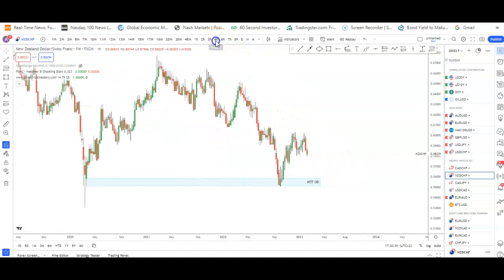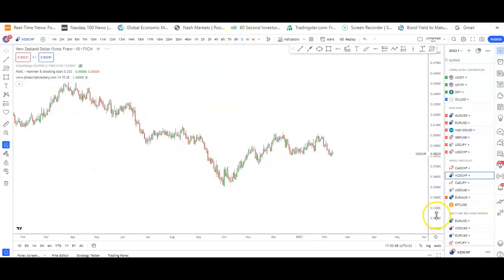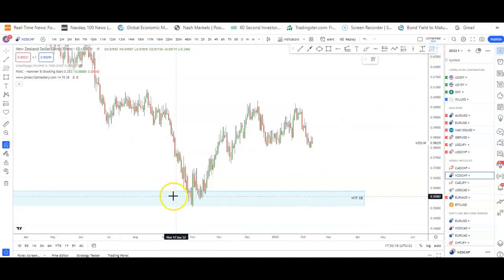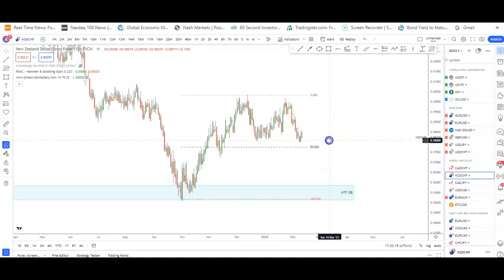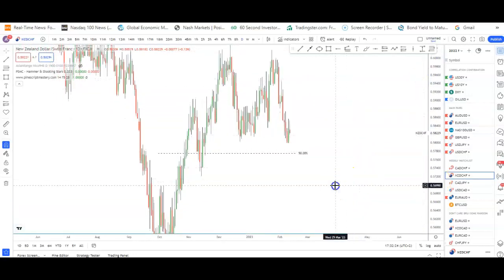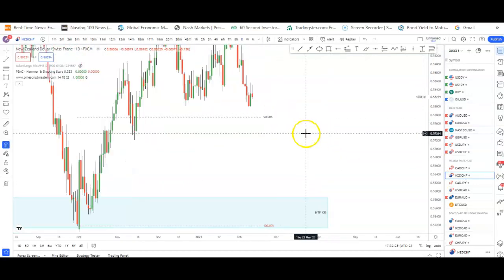So NZD bullish. We can look for buys. I wouldn't swing it just yet, but there is opportunity here. So just look out for the alerts. You want to wait till the market gets below the 50% fib, so it has to be at a discounted price for us to look for entries. So anything below the 50%, we will look for our lower time frame confirmations.